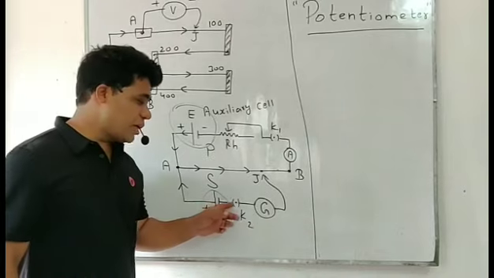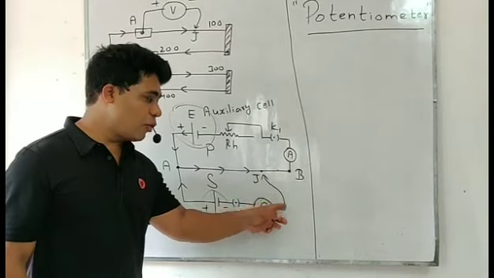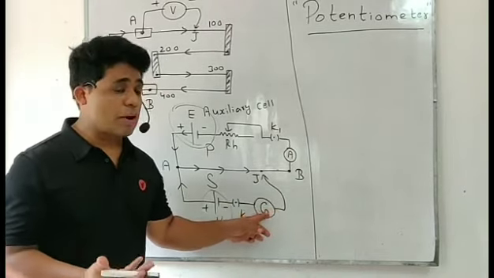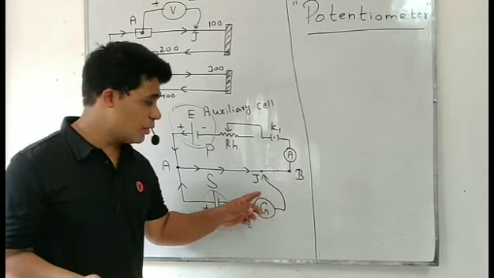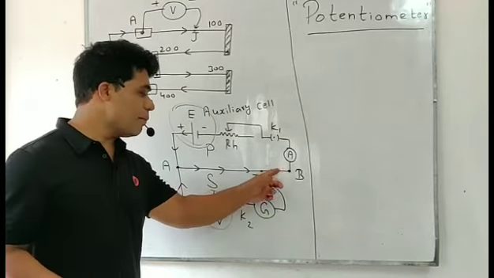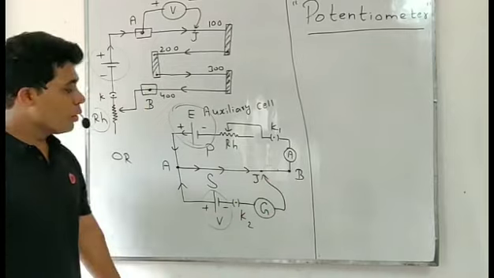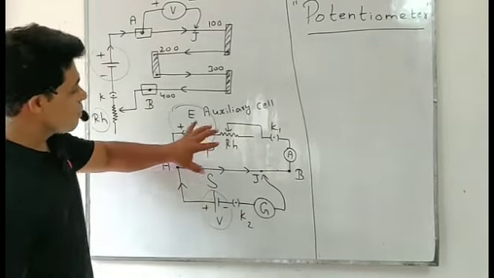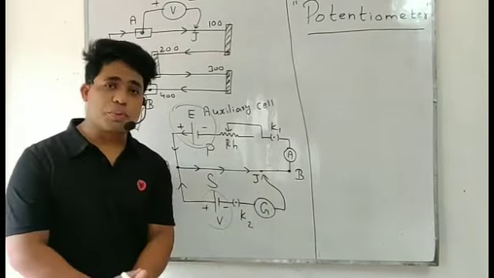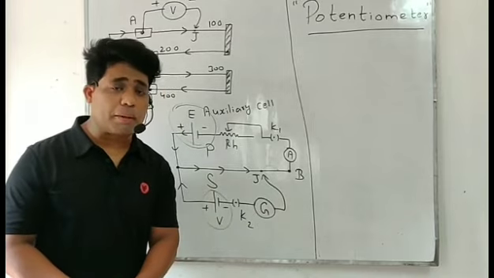Okay. It is connected with a galvanometer, and the other end of the galvanometer is a free wire that is called the jockey wire, that is used to find the balancing length by sliding over the wire AB. Okay. Now, students, this is the basic circuit diagram of a potentiometer. Now we'll discuss its working.